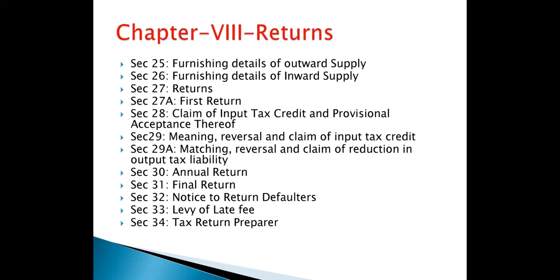Section 31 is for the final return. Final return is the complete return, where sometimes your registration is cancelled and you are filing the return. That is also a final return. Then section 32 is for notice to return defaulters. If any defaulters have not filed a return, the notice has to be given according to section 32. Section 33 is levy of late fees.